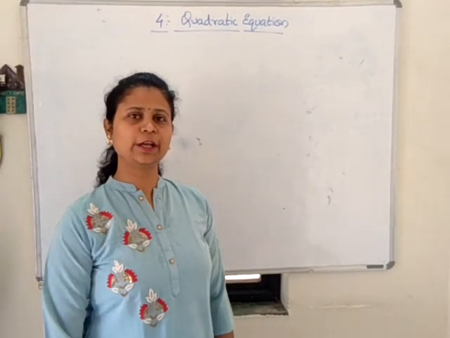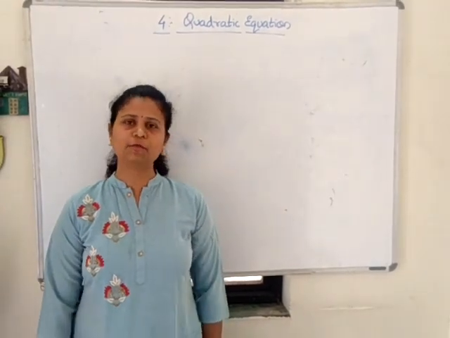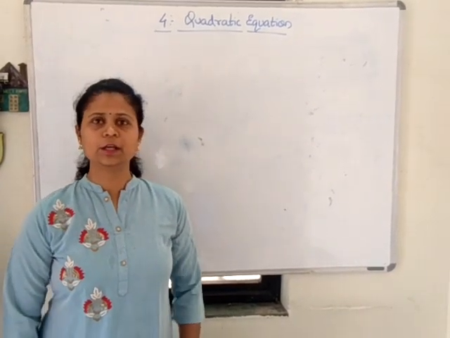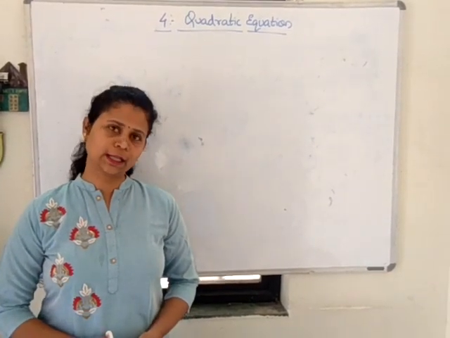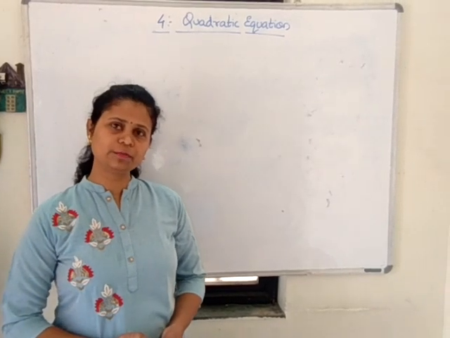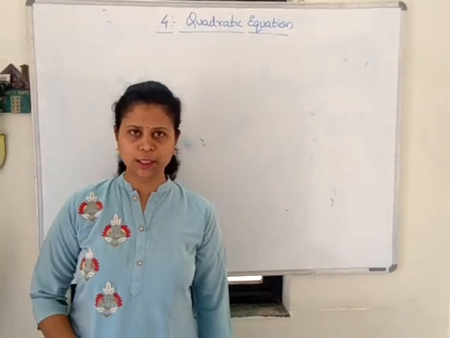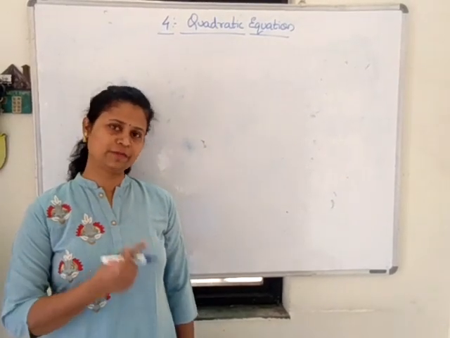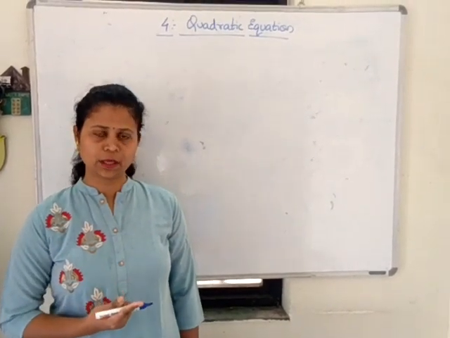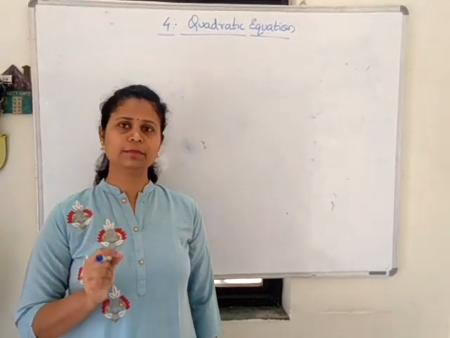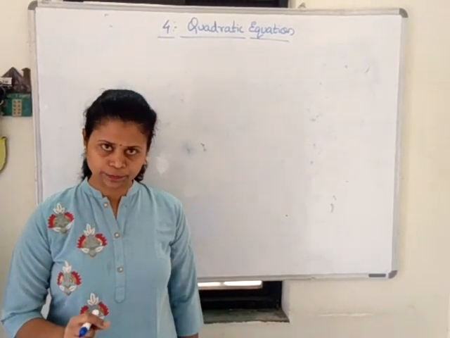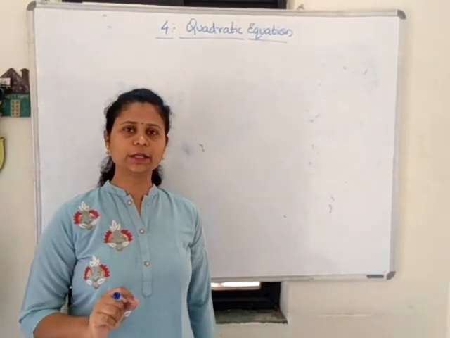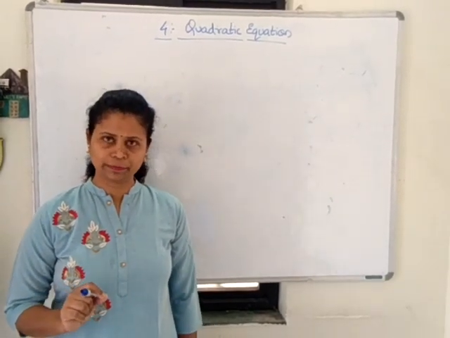We are going to learn today quadratic equations, the fourth lesson from CBSE grade 10th. Equations you have learned in your lower classes. Equation means where there is an equal to sign, where LHS is equal to RHS, left hand side equal to right hand side. Now quadratic means the degree will be 2. The highest degree will be 2. We are going to learn quadratic equation in one variable.